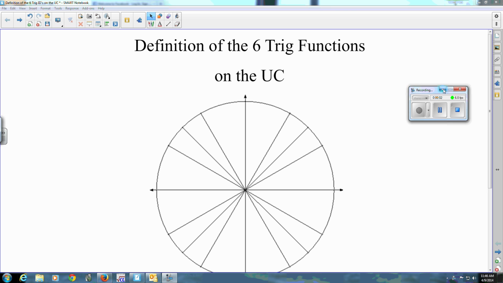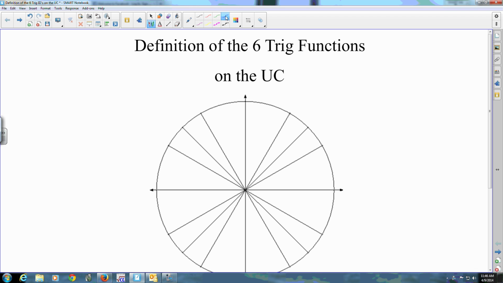Hello everyone, this is for Algebra 2. It's about the definitions of the 6 trig identities on the unit circle. So just making sure that the pen was working. Sometimes it freezes. So here goes.